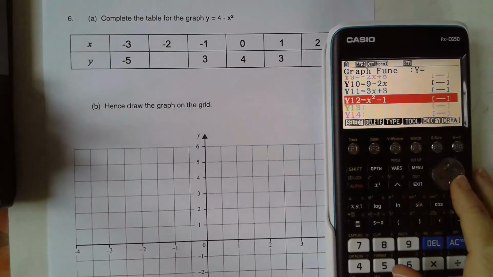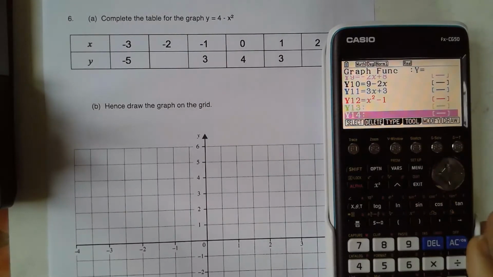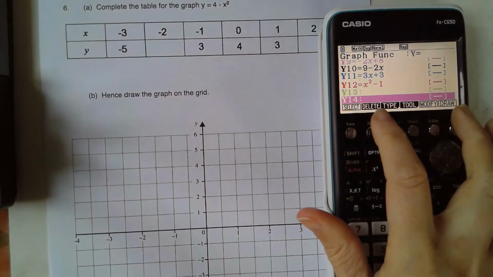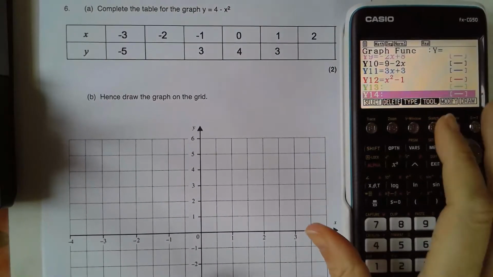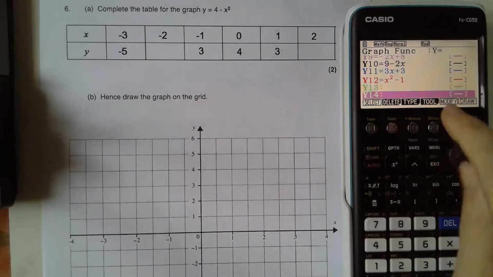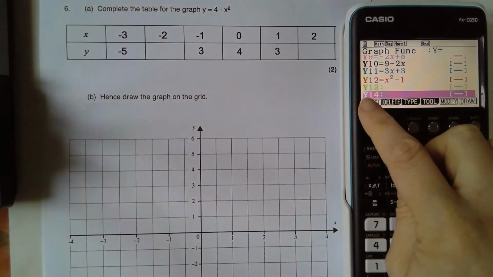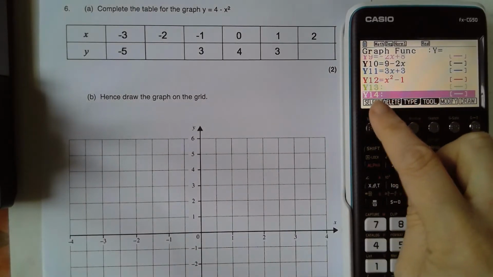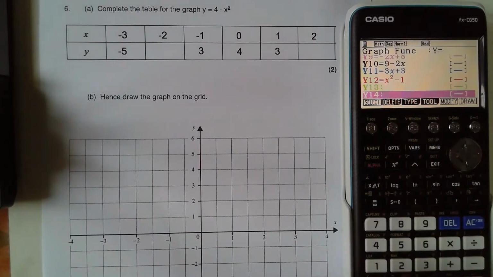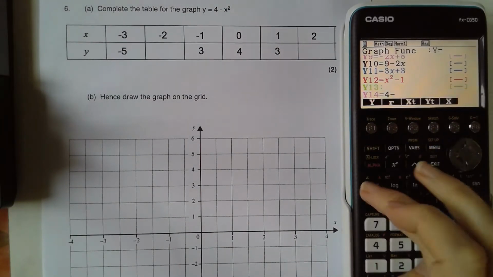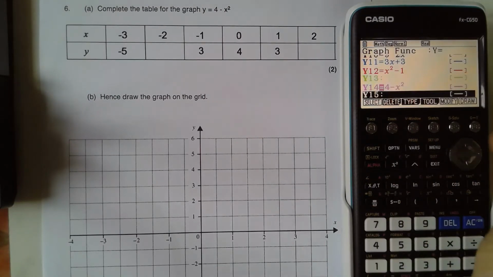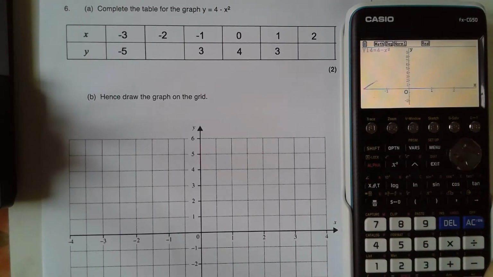So I'm going to unselect this one, I'm going to go down, and I always miss the green ones out. I had a really lovely lady who came and did some training at one of the schools I used to work at, and her advice at the time was to avoid using the green ones because they can be more difficult to see. Ever since I have. So that's personal preference. So 4 subtract x squared, and then I'm going to draw that one.